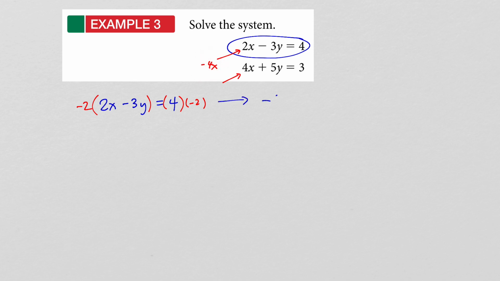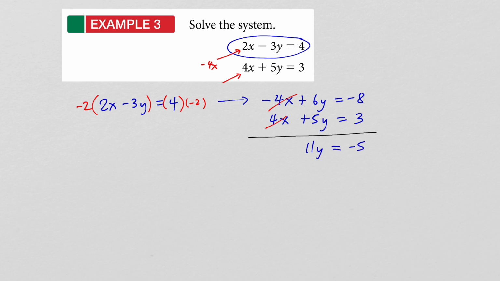So this equation becomes negative 4x plus 6y equals negative 8. The second equation is 4x plus 5y is equal to 3. And now if we just add these together, the x's cancel out, and we end up getting 11y is equal to negative 5.